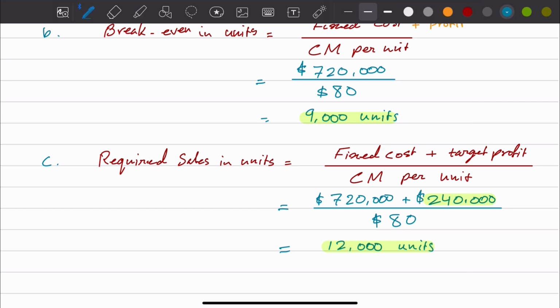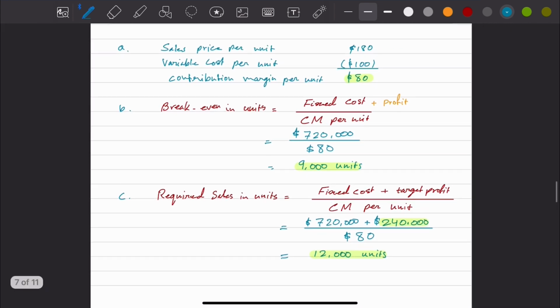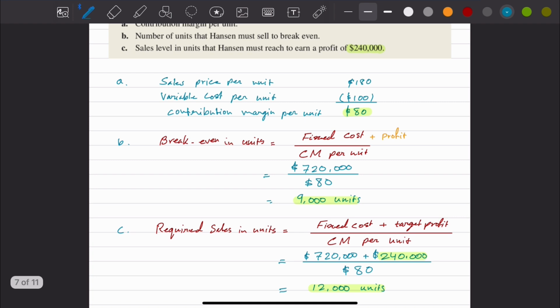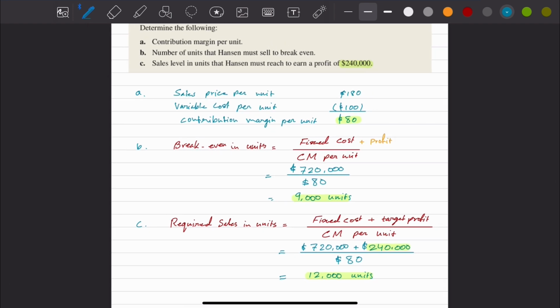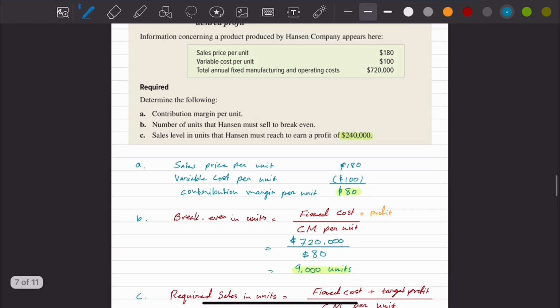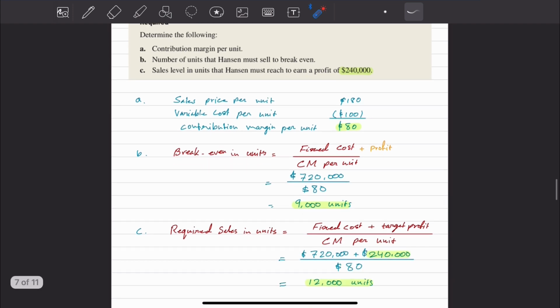Okay, that's it for this exercise. Pretty straightforward. As long as you know the formula for the break-even, or to find the break-even in units, and to find the required sales in units, especially since we found the contribution margin per unit in the first requirement. We just use the contribution margin method in order to find requirements B and C.